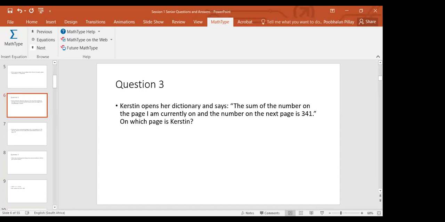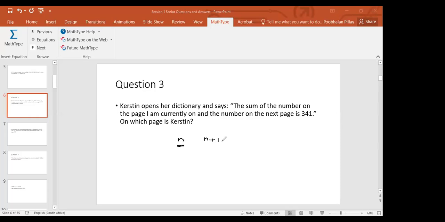Question 3 says that Kirsten opens her dictionary and says that the sum of the number on the page she's currently looking at and the number on the next page is 341. On which page is Kirsten? Well, it's quite clear. She's looking at a certain page and she's looking at the next page.